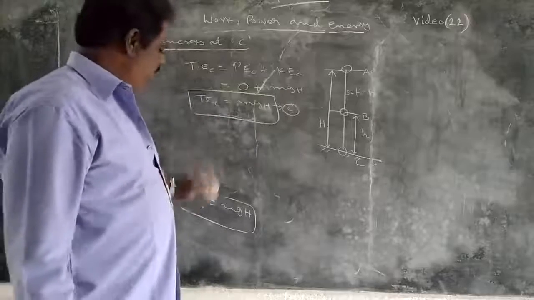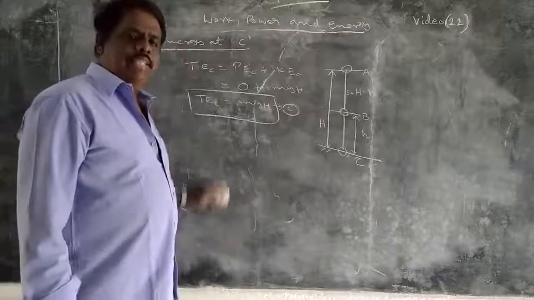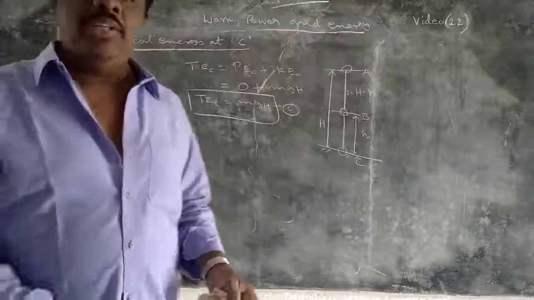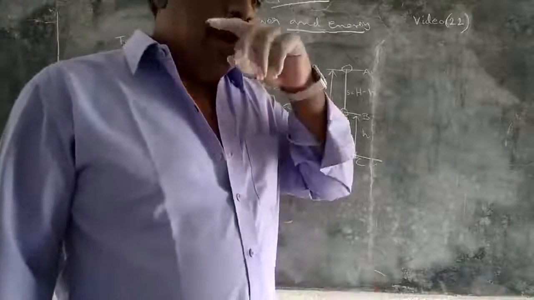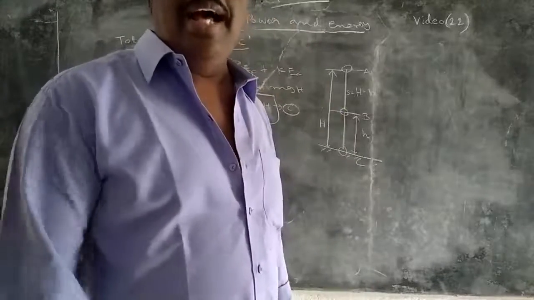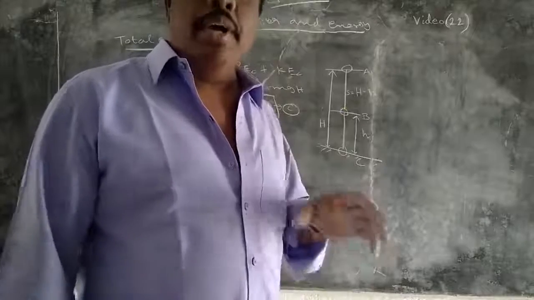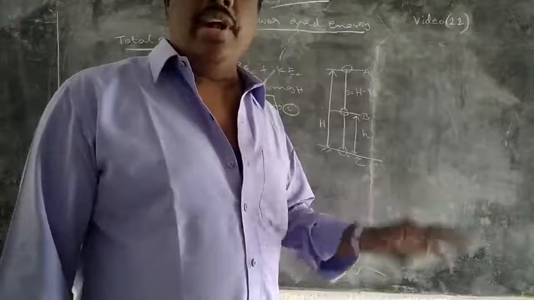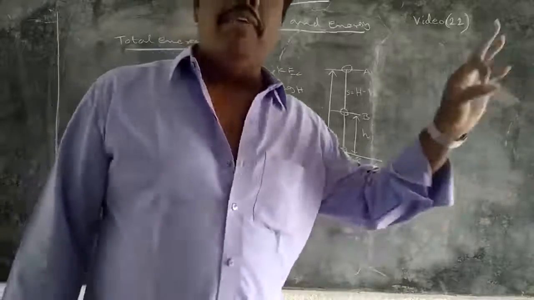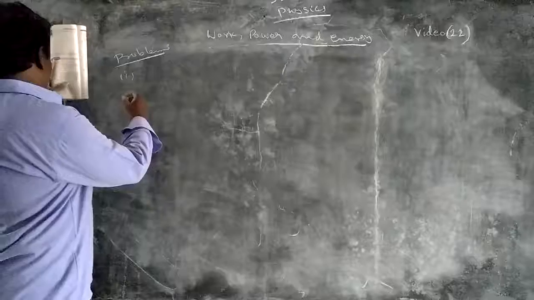From equations A, B, C, the energy remains constant at every point in its path under the acceleration due to gravity. That means hence we have proved the law of conservation of energy in the case of a freely falling body.